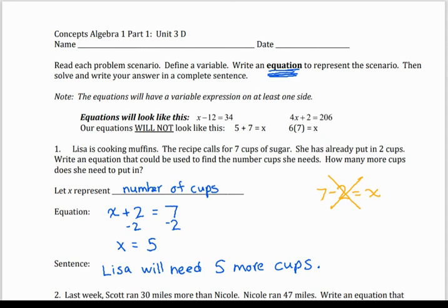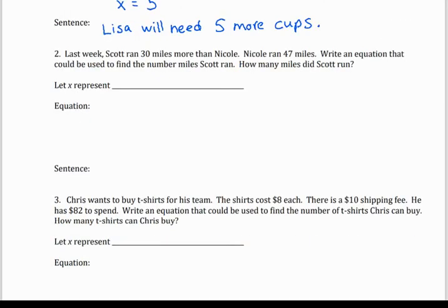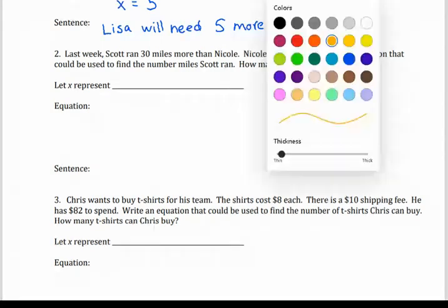Alrighty. Let's look at number 2. Last week, Scott ran 30 miles more than Nicole. Nicole ran 47 miles. Write an equation that could be used to find the number of miles Scott ran and actually go find that. So let's all start with this. What are we looking for? What should my variable represent?